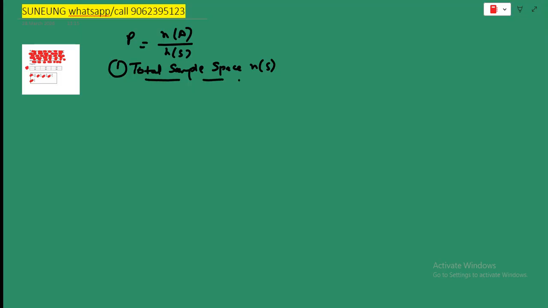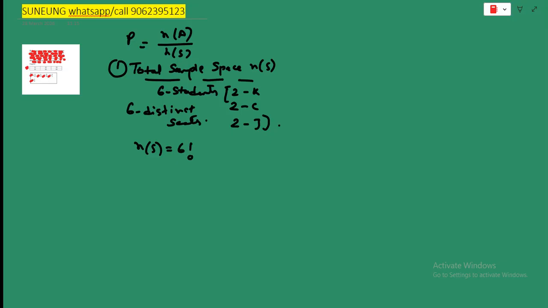Okay, so we have 6 students, right? 2 Koreans, 2 Chinese and 2 Japanese, and 6 distinct seats. Okay, and the total number of ways to arrange them is what? Ns equal to factorial 6, that is 720.